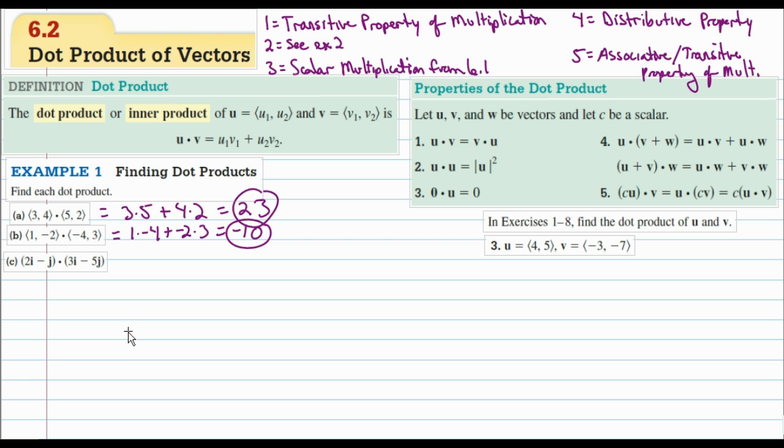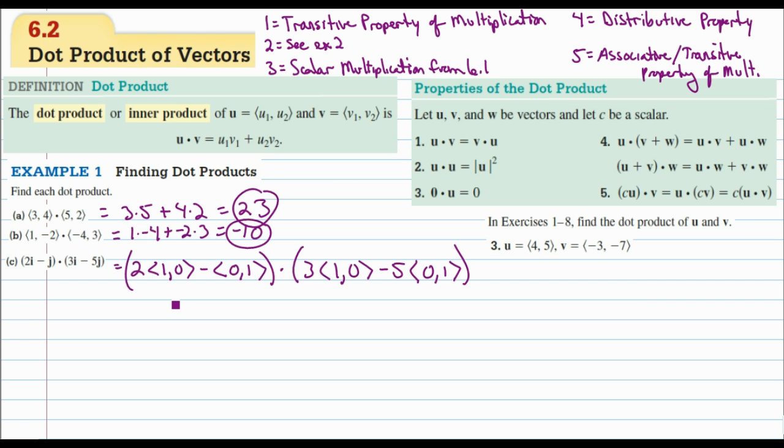Part C is definitely messier. Remember in section 6.1 the i and j unit vectors that we told you about? Well, i is the horizontal unit vector and j is the vertical unit vector. So i would be 1, 0 and j would be 0, 1. Well, I need to plug those in first in order to be able to distribute the scalars, do some subtraction, and then finally find the dot product.